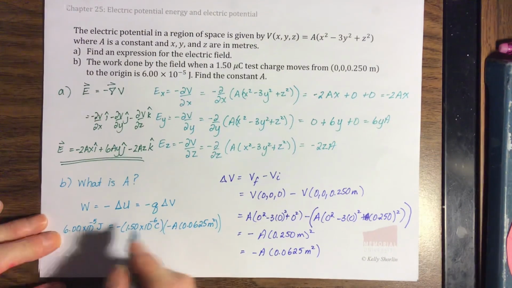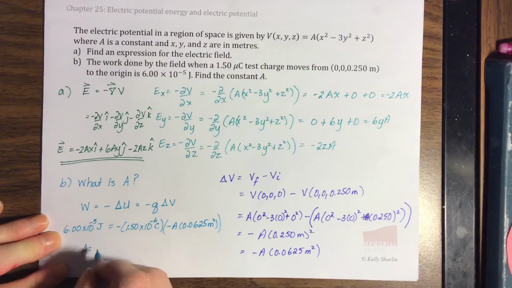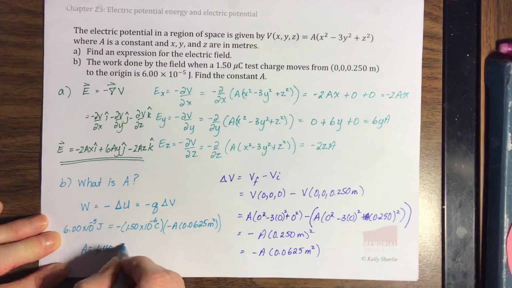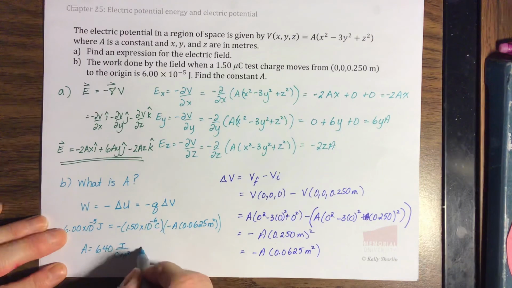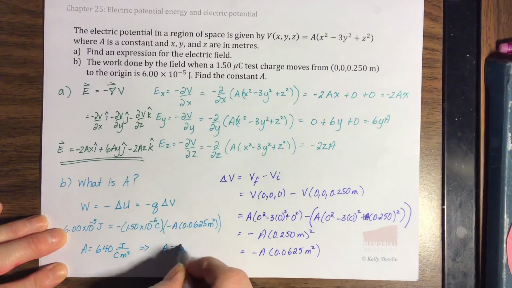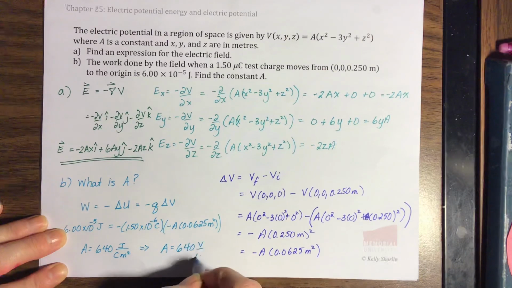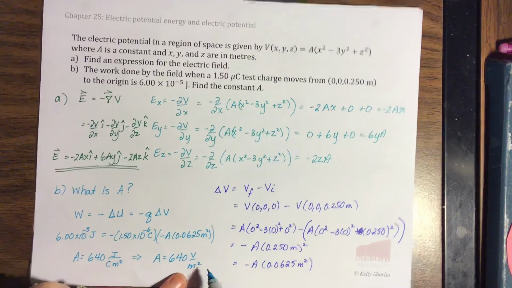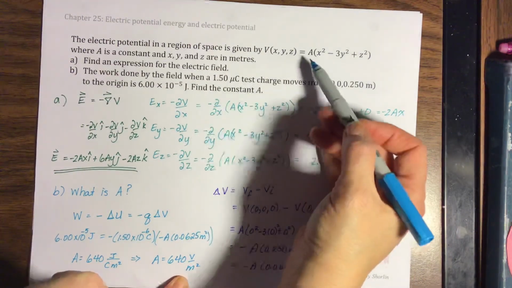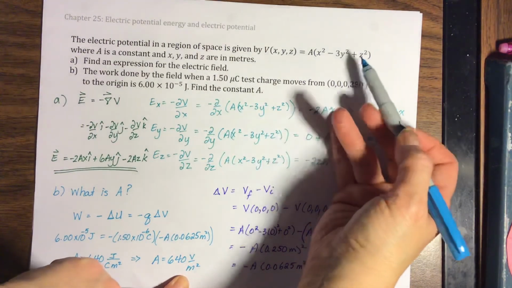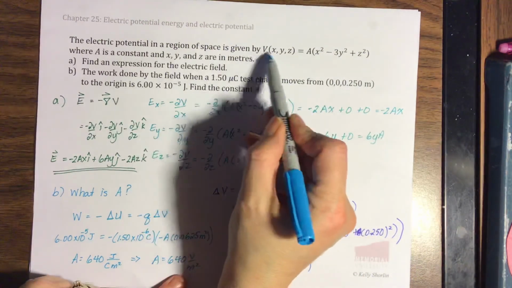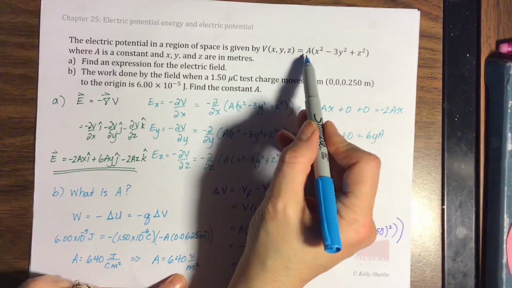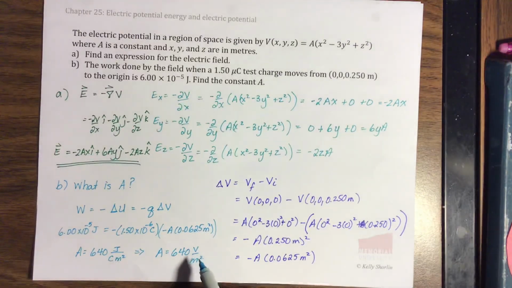Now I'll solve for my A. When I solve for A, I get 640 joules over coulombs times meters squared. Joule over coulomb, that's just a volt. 640 volts over meters squared. If we take a moment to think about our units, our V was some constant times a whole bunch of positions squared. So all these guys were meters squared. We wanted this to be in volts, so this has to be volts per meter squared. So that shows us that we've got the right analysis done for our part B.